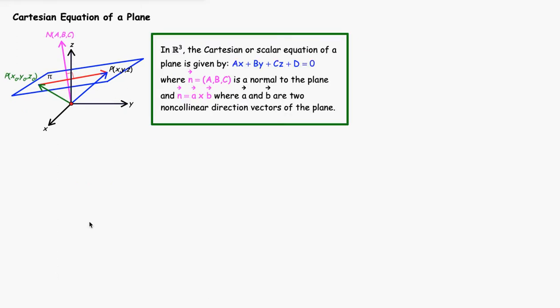All right, moving on to the next slide, we're going to summarize that now. So the Cartesian equation of a plane in R3 is now given by all three of our Cartesian variables in R3: ax plus by plus cz plus d equals 0. The normal to my plane is going to be A, comma B, comma C. And remember how you find a normal to a plane. What you need to do is take the cross product of any two non-collinear direction vectors on the plane.